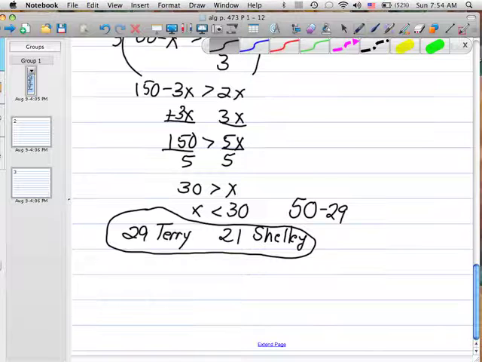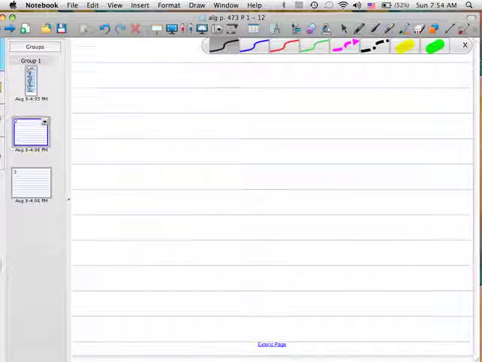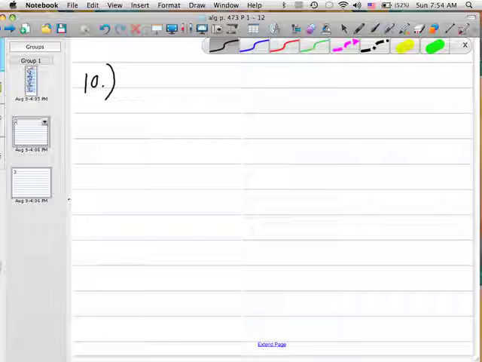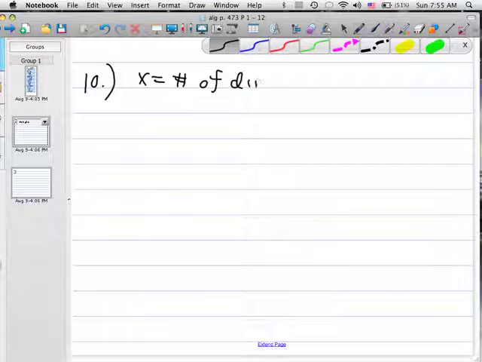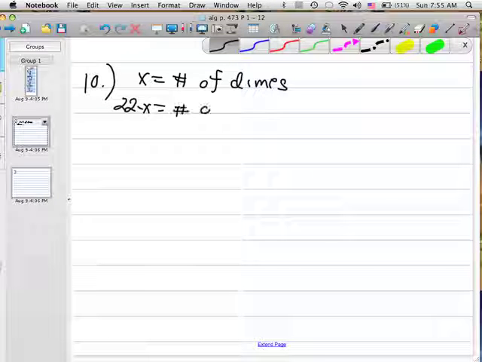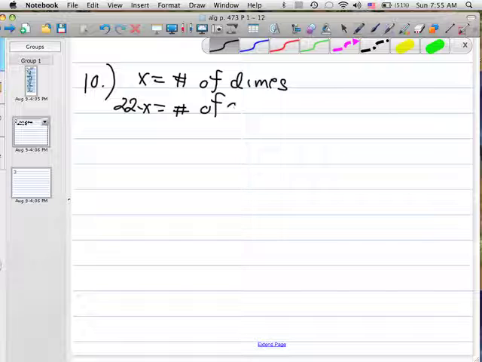And problem number 10. Ken has 22 coins, some of which are dimes and the rest are quarters. Altogether, the coins are worth $3.40. At least how many of the coins are quarters and how many are dimes? Well, if x equals the number of dimes, then 22 minus x equals the number of quarters, since together they have 22 coins.